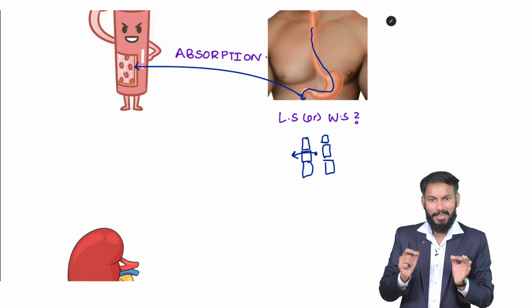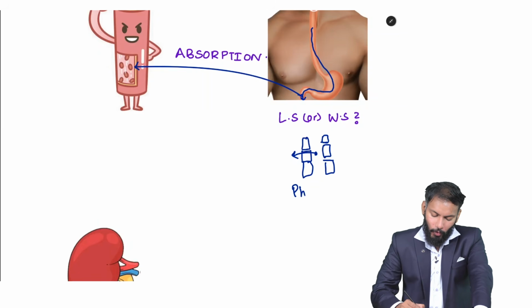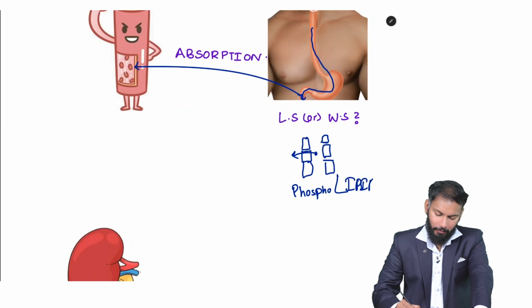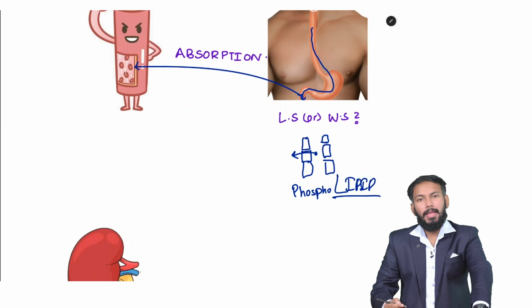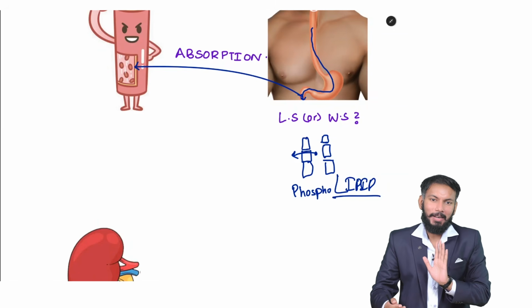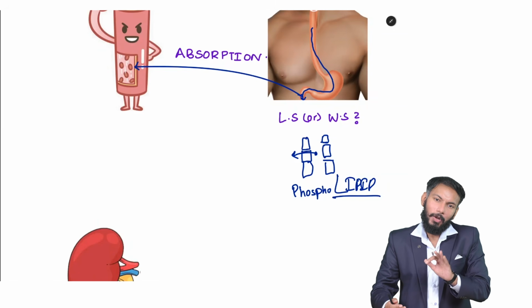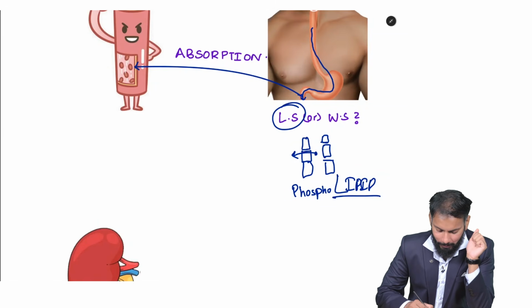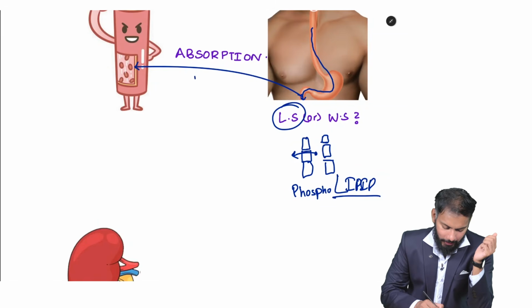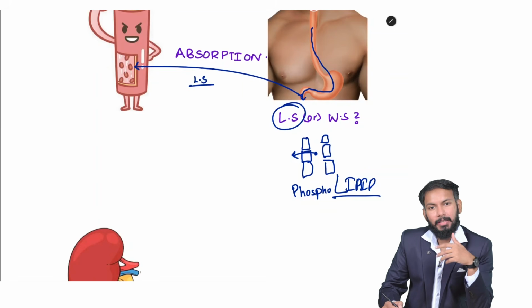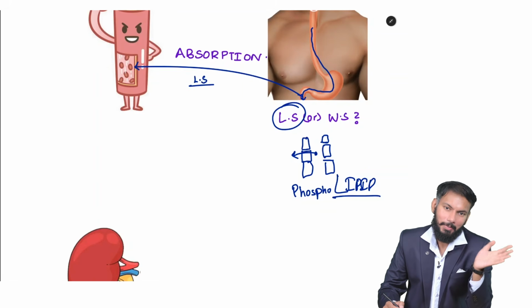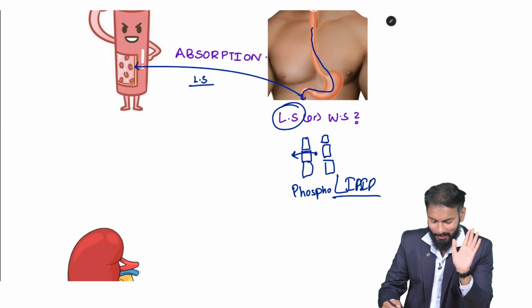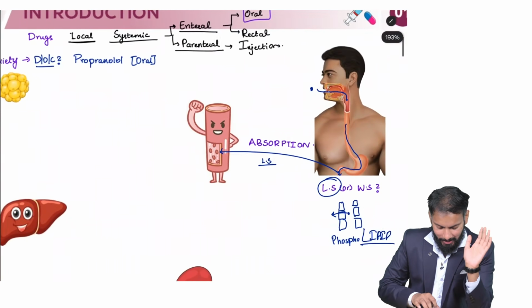Now, cell membranes are a phospholipid bilayer with proteins in it. So, if it has to cross the lipid layer, the drug should be soluble in the lipid layer, yes or no? So, you want to make the drug lipid soluble, that's all. To increase the absorption, you make the drug lipid soluble, then the drug will be absorbed very well into the systemic circulation. Did you understand this much?